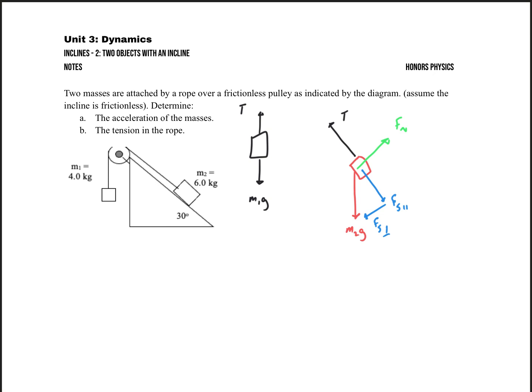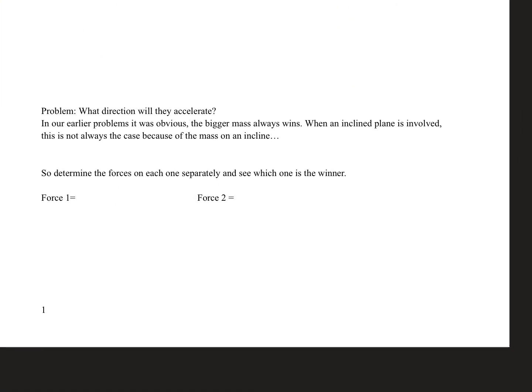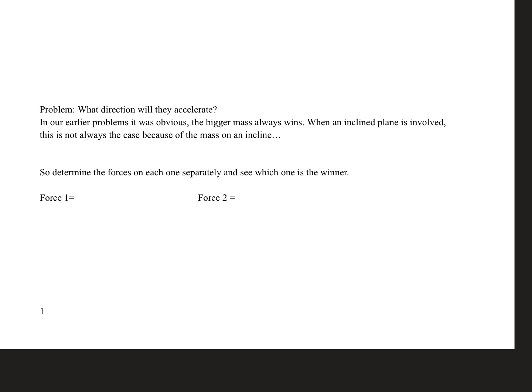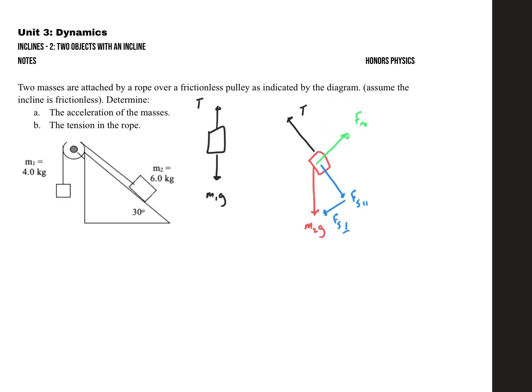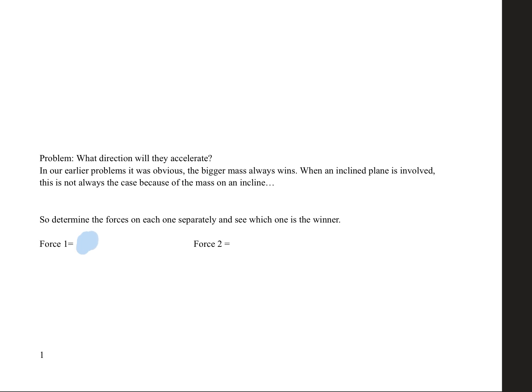And so the first thing I have to do is figure out which way the acceleration works. That's my question down here: which direction do they accelerate? Earlier, the bigger one always won. When an inclined plane is involved, this is not always the case because of the mass on an incline. So what we're looking at is two forces: the weight of the hanging mass and the component of the weight pointing down the ramp. So we're looking at who wins between M1G and the FG parallel side.